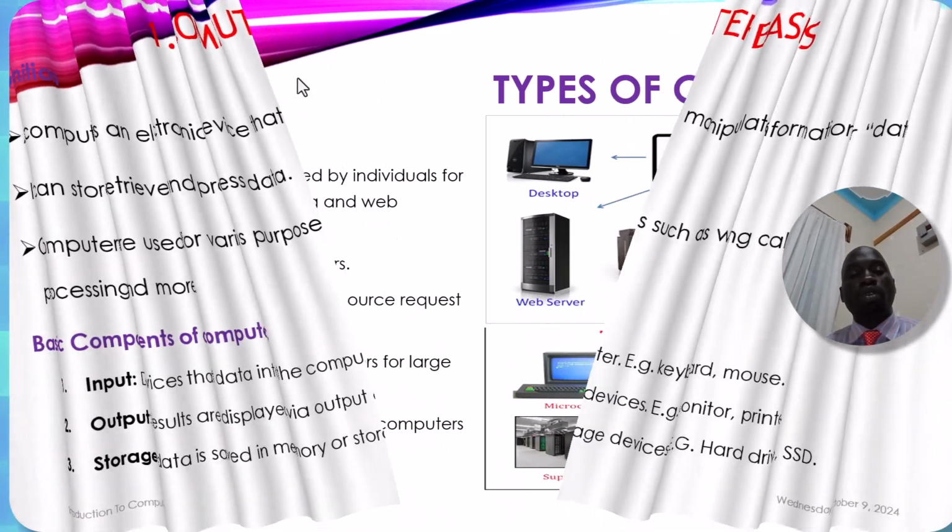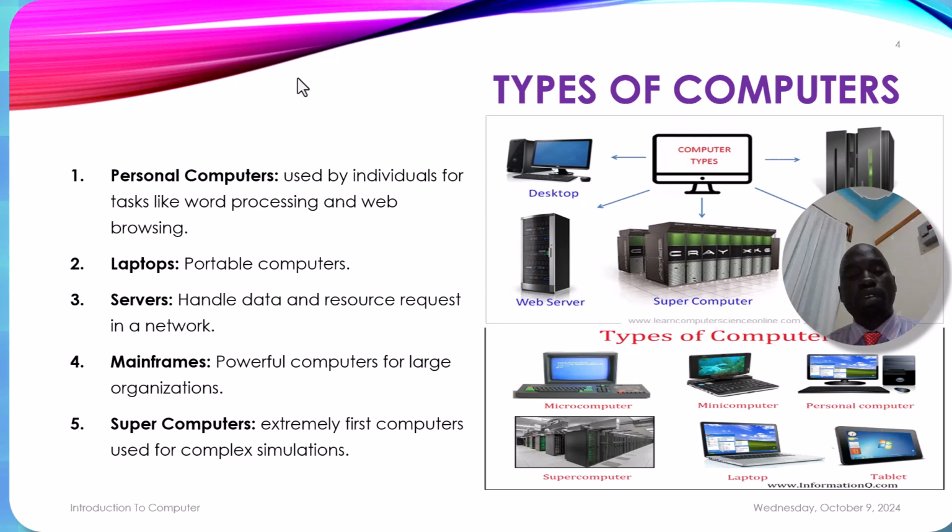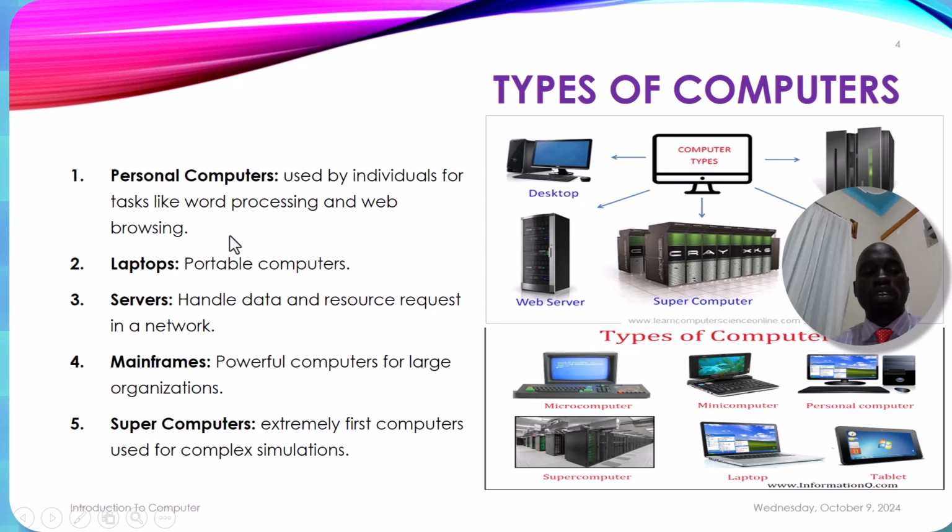So we are going to also look at the types of computer. We have so many types of computer, but basically we shall look at these 5. They are personal computers which are used by individuals. Personal computers are used by individuals for tasks like word processing and web browsing. So it's what we always call PC, a personal computer, the computer that you can use for your personal activities.